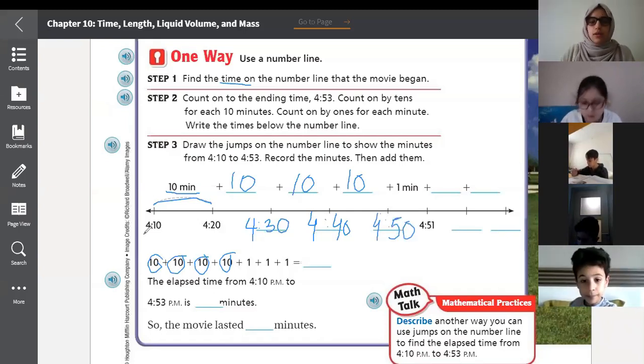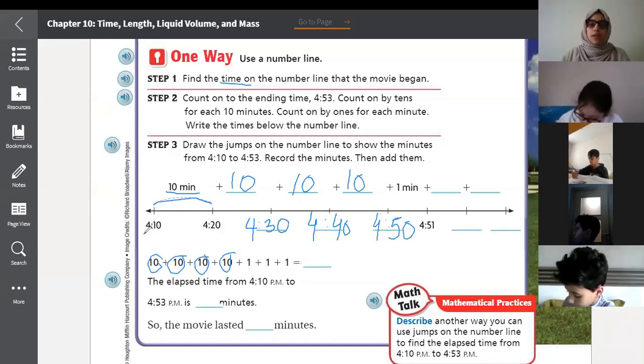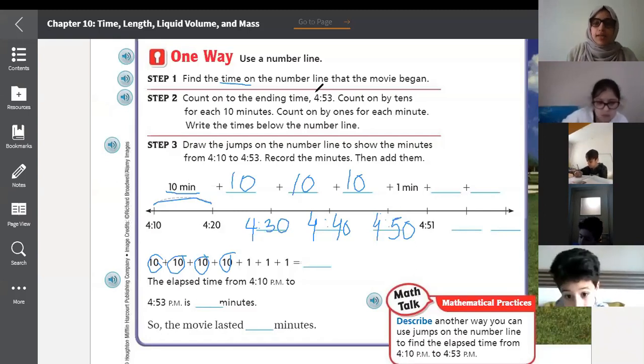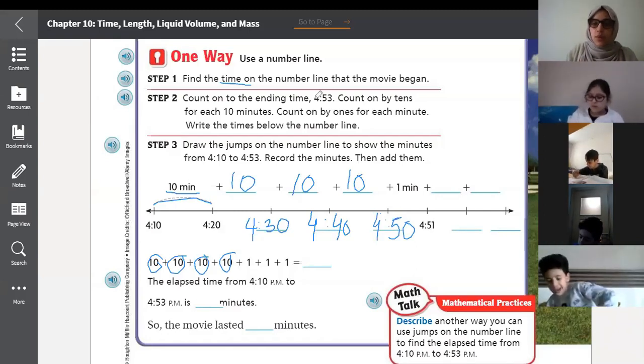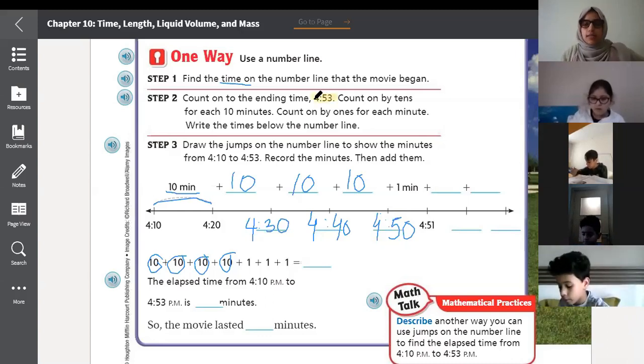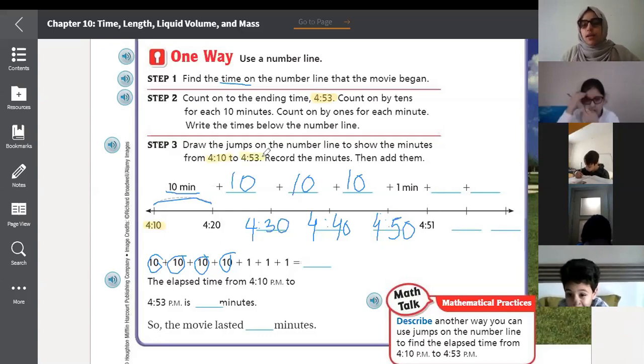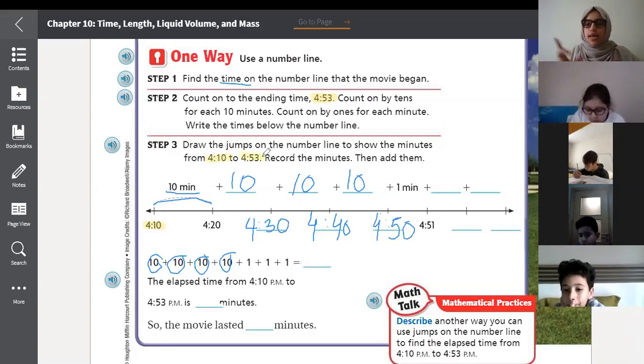Then I'm adding 1 plus 1 plus 1. And why am I doing this? Because the ending time here is 4:53. Notice how I'm going to highlight it for you guys so you can see it. 4:53 is the ending time and the starting time was 4:10. So from 4:10 to 4:53, we're using a number line to find how long or how many minutes passed from the beginning till the end.